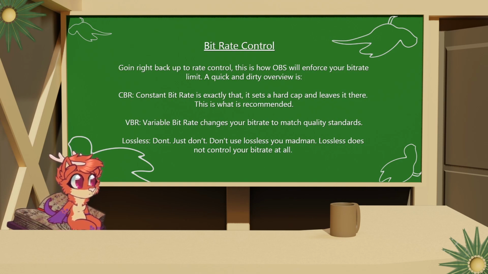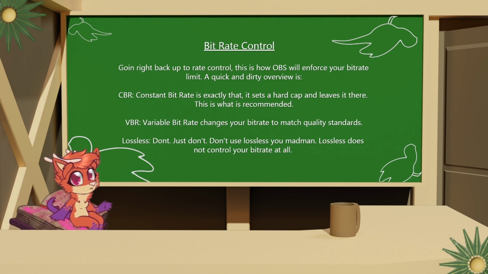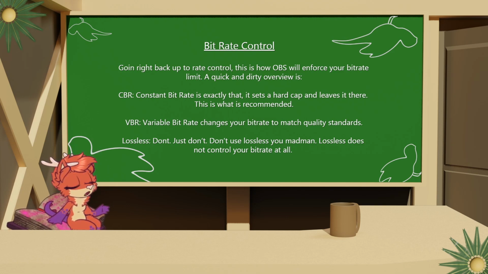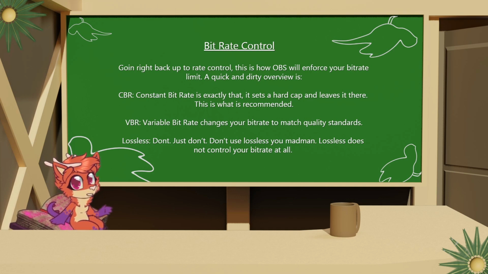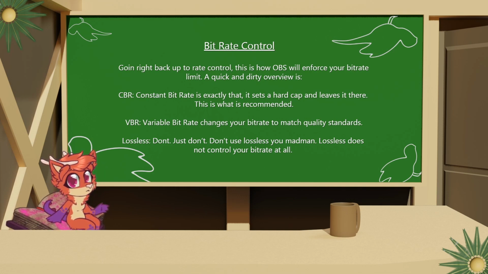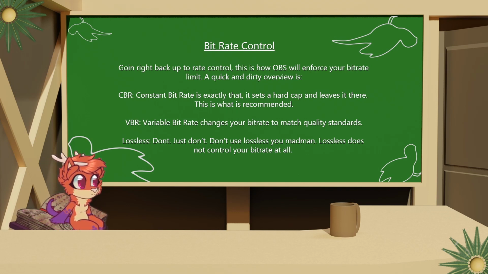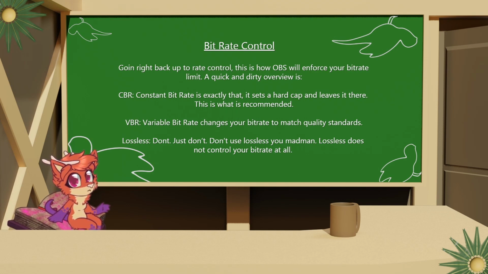Now, going right back up to the bitrate control, this is how OBS will enforce your bitrate limit. A quick and dirty overview is CBR, which is what most people use, is constant bitrate, which is exactly that. It sets a cap, leaves it there. You just don't move it. It tries to get up to that point, and it tries to not go beyond it. It's great, works fine. Most people have a great time. This is what I personally recommend.